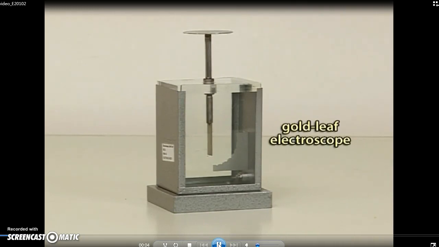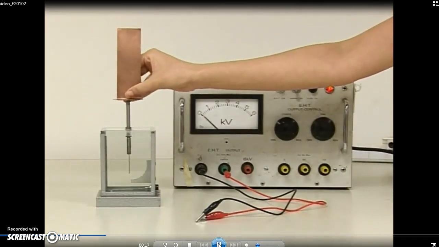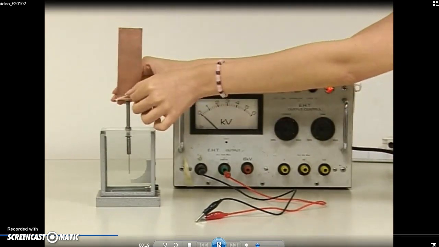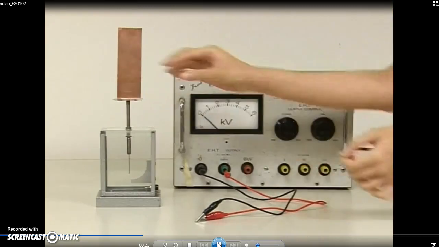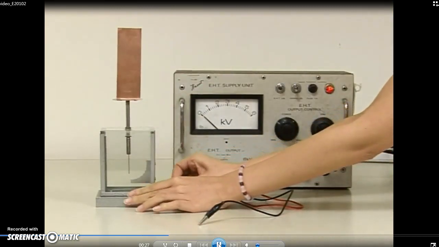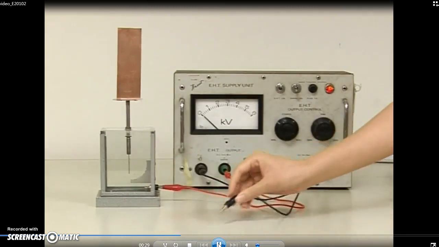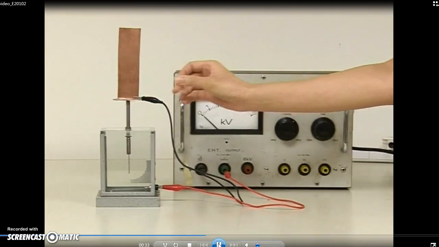It starts with a gold leaf electroscope. It is used to check whether something is charged and to estimate the amount of charge on the charged object. First of all, we put a metal plate onto the electroscope. We also put a sticker on it to make sure they have good electrical contact. Now we charge the electroscope and the metal plate together with an EHT power supply, and we charge them negatively.